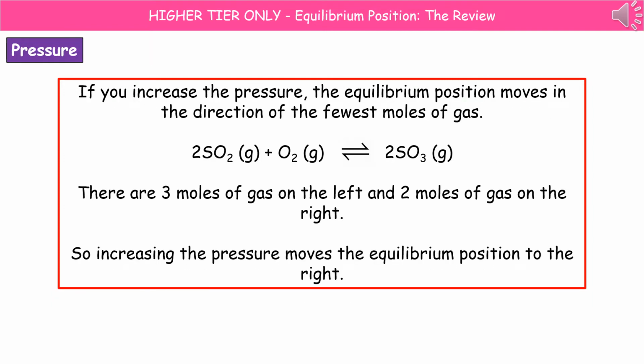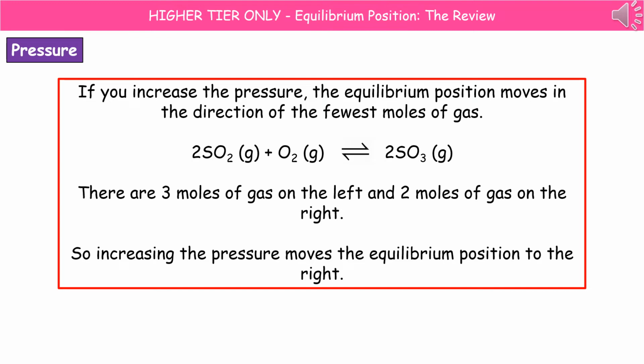What we're going to do then is take each of these conditions that could change in turn and have a look to see what it does to the equilibrium position. So first one is pressure. Quite simply, if we increase the pressure, then the equilibrium position moves in the direction of the fewest moles of gas.